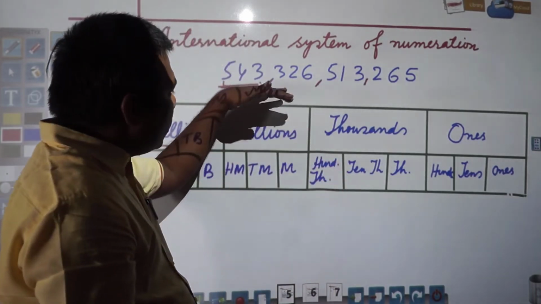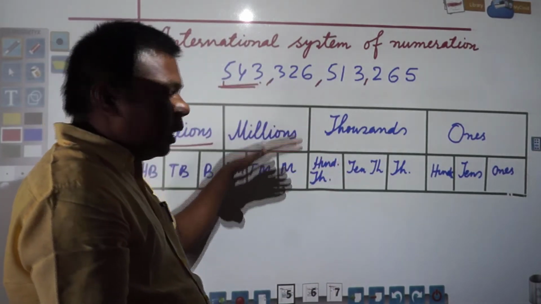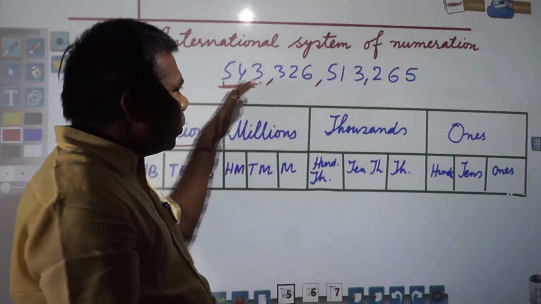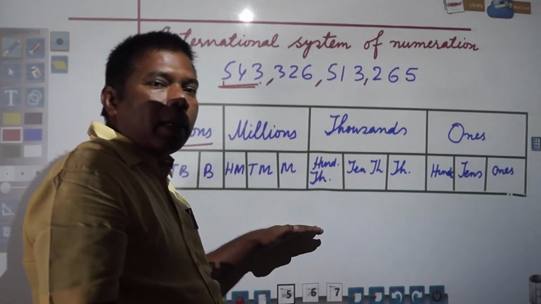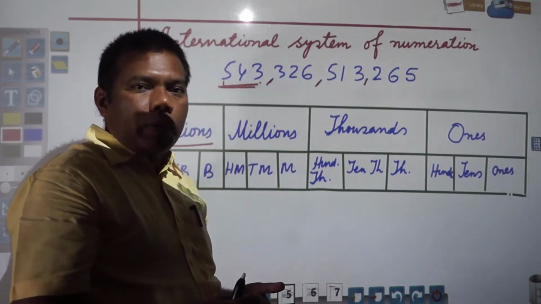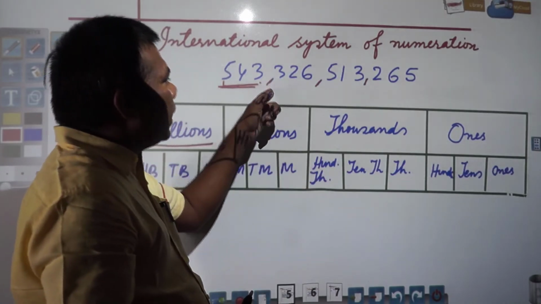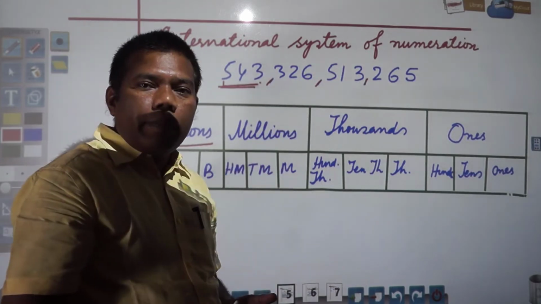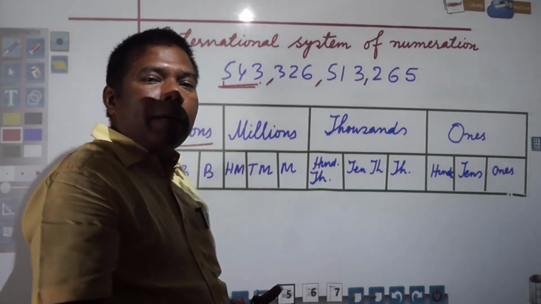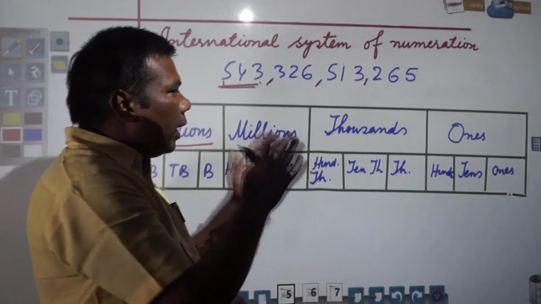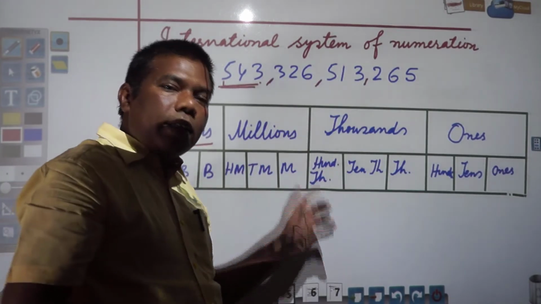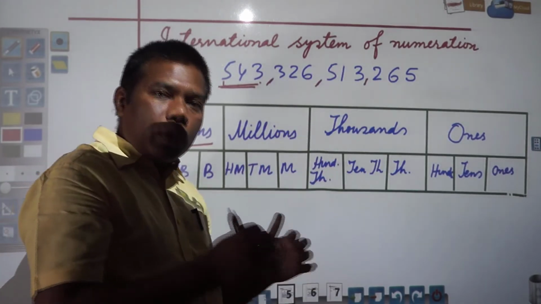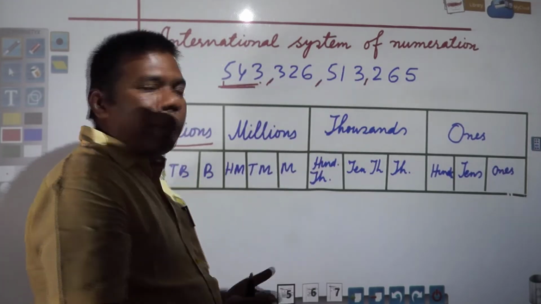In the exercise, if questions are there, you should be able to write, and you should try to compare also. In the Indian system, if the same number is written, how will it be written and how will it be read? So prepare 2-3 examples yourself, and write them down in both the Indian system and the international system and try to compare.